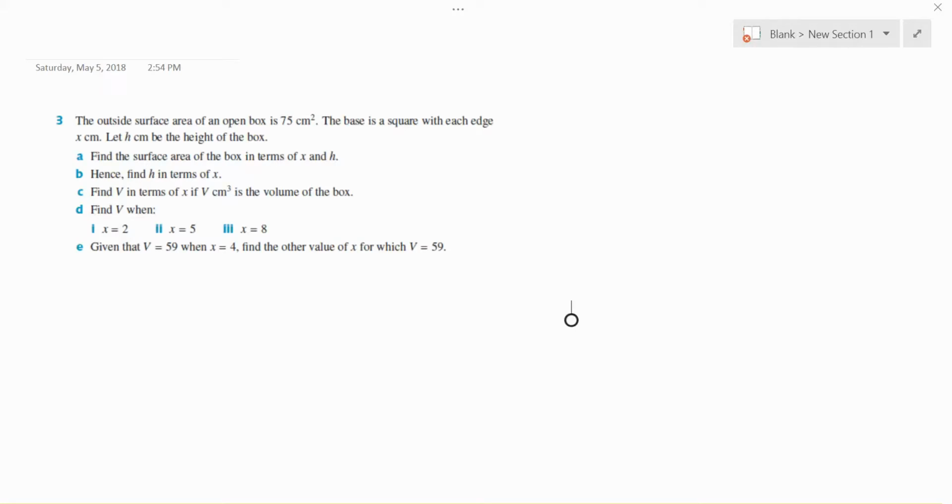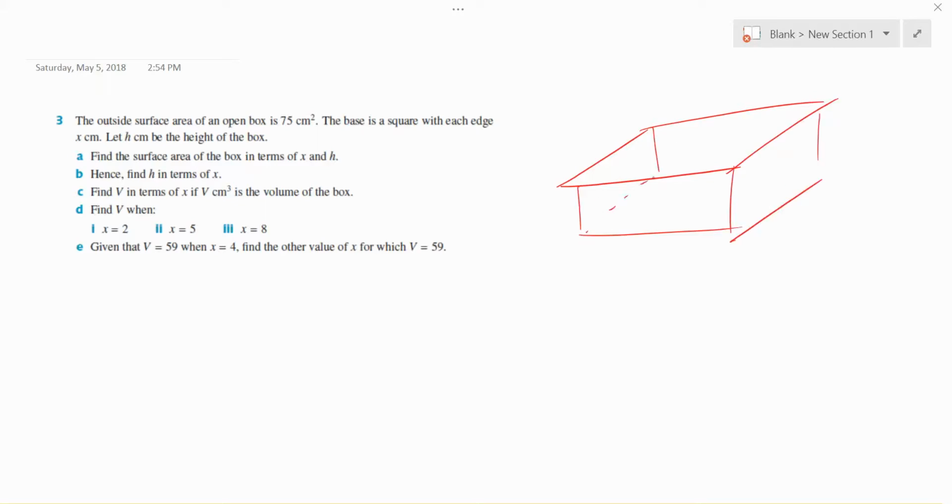So I normally try to draw the problem first before I do anything. So the outside surface area of an open box. As soon as I see that, I'm like, all right, I've got an open box. Open meaning that you can see parts of the inside. And surface area meaning the area on the outside of the box, they all add up to the total surface area, which is equal to 75 square centimeters. So that means you need an equation already for the total surface area. That's the first thing I notice.